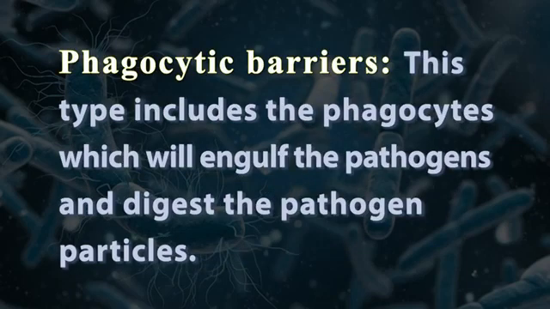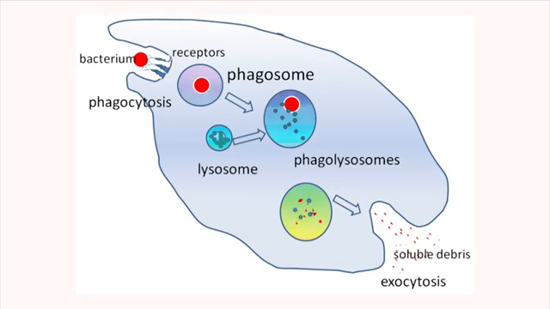Phagocytic barriers. This type includes the phagocytes which will engulf the pathogens and digest the pathogen particles. Phagocytosis is a type of endocytosis where the phagocytic cells will extend their membrane around the pathogen and engulf it inside, where the pathogen particles will settle inside the vesicle to form the phagosome.